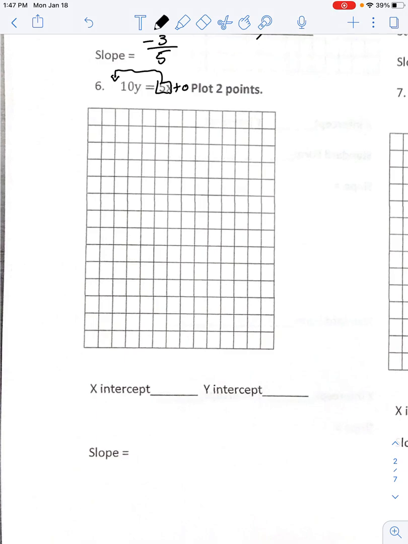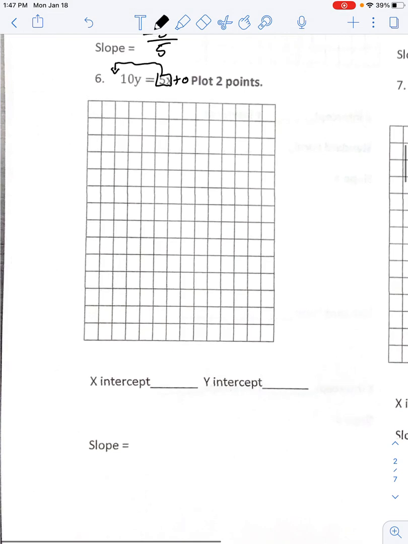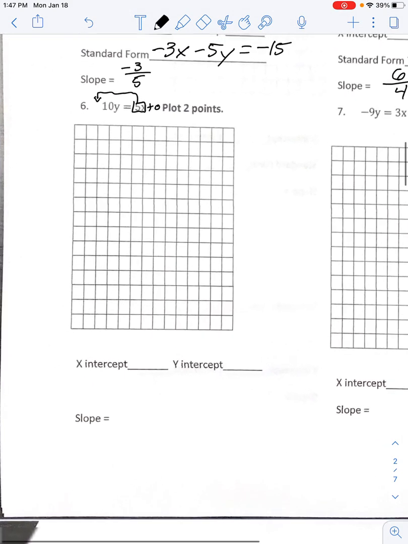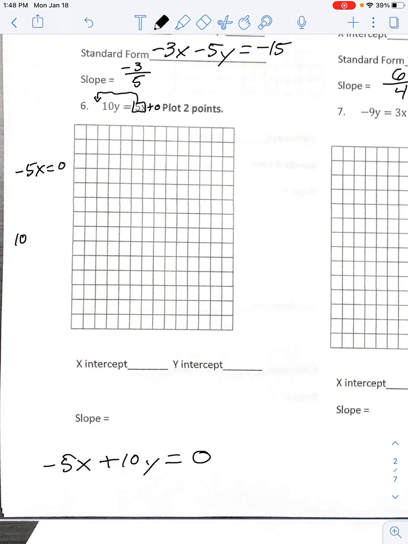It's not actually asking for the standard form, but to find the intercepts, you have to have the standard form. So it's going to be, and I'm going to write it down here, negative 5x plus 10y equals 0. Now we need to take the y out to solve for the x-intercept, and take the x out to solve for the y-intercept. What you're going to notice is when we divide by both, 0 divided by anything is 0. So actually both the intercepts are 0.